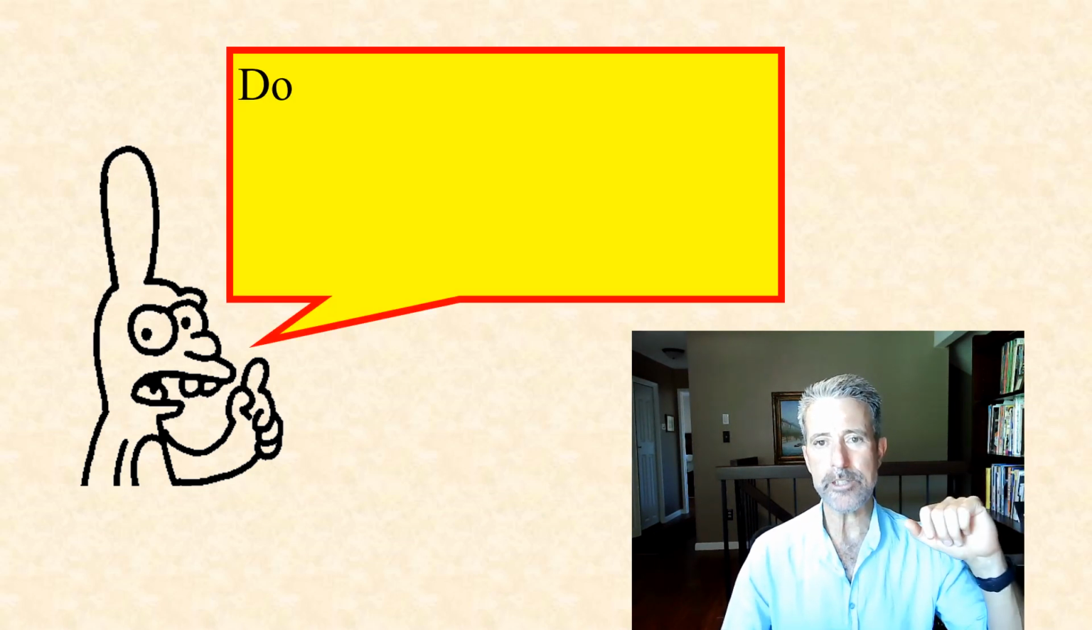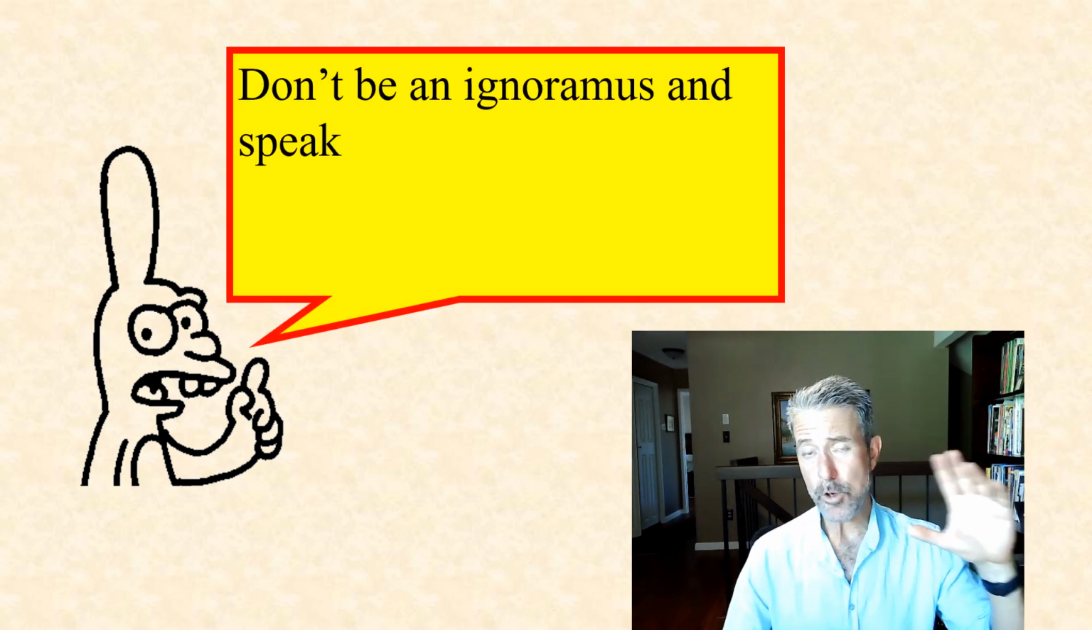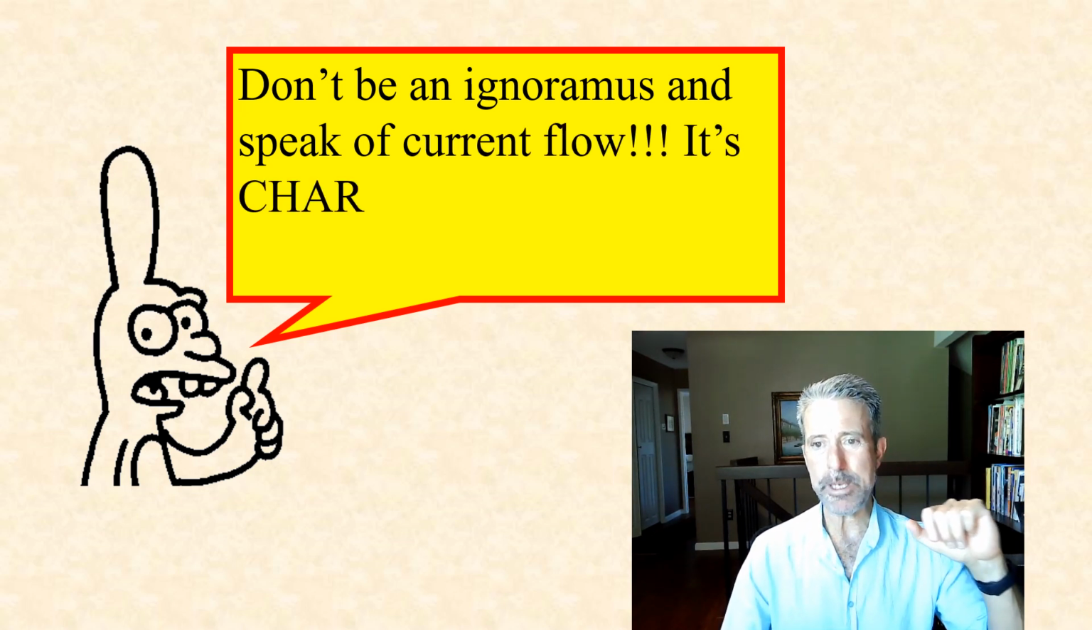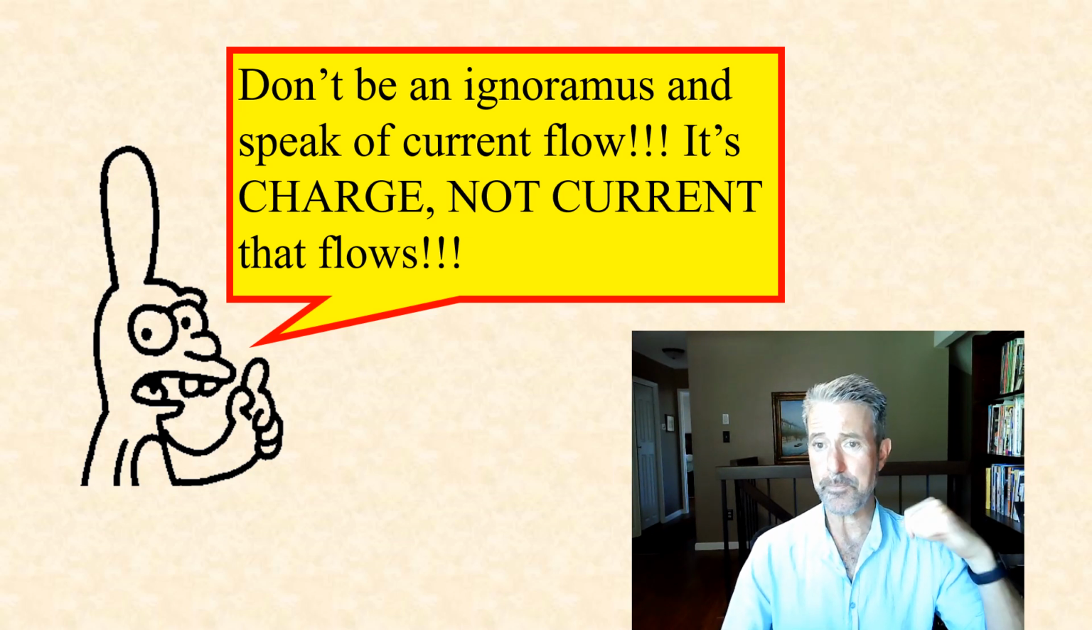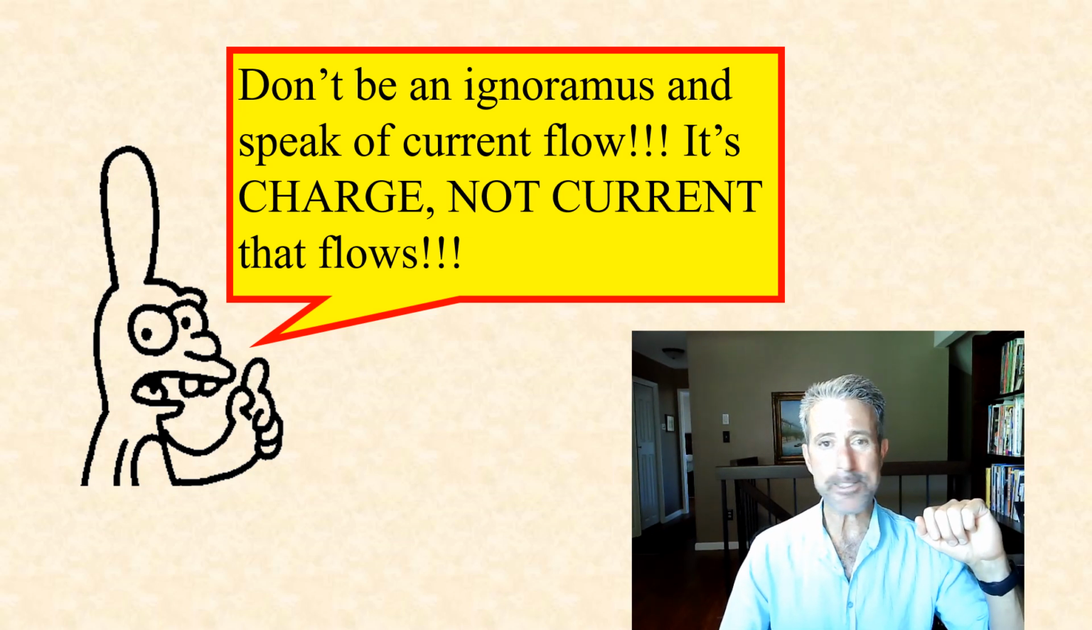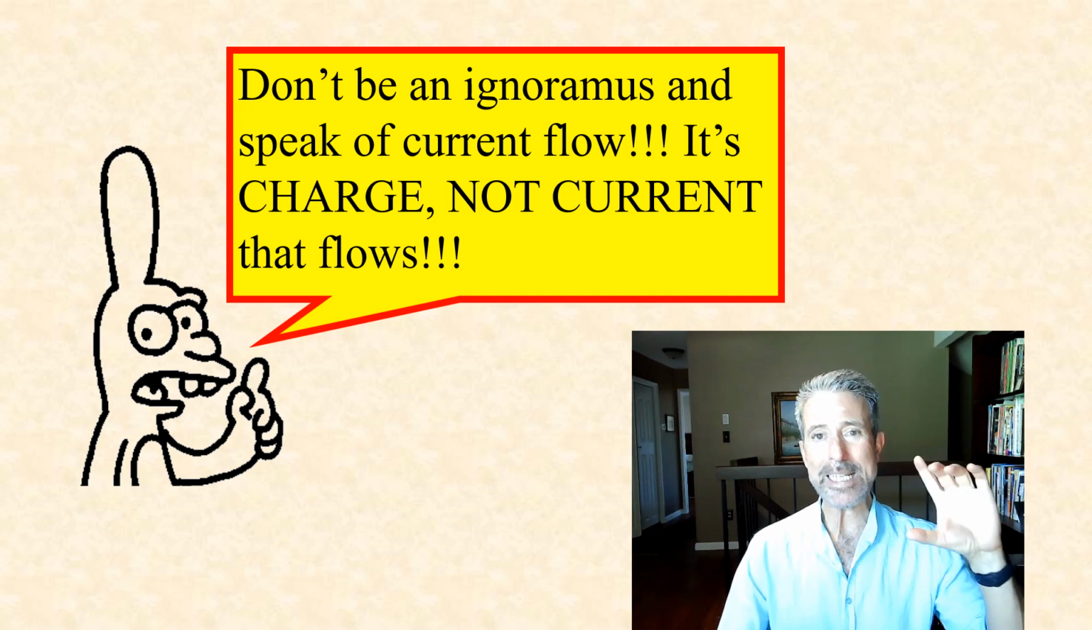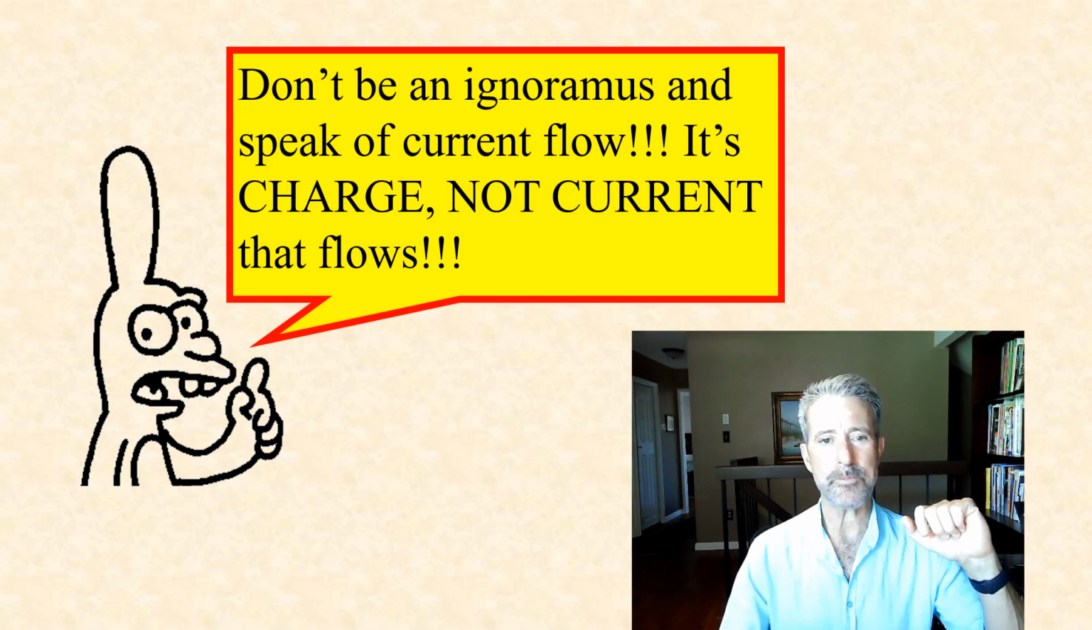So here is Bongo, this uptight, easily perturbed, one-eared rabbit that you've all come to know in this course. And he has a pet peeve regarding the use of the word electric current, which I've given him permission to share with you. So he says, don't be an ignoramus and speak of current flow. It's charge, not current, that flows. So to be technically correct, current does not flow. Current exists in a wire, for example. It's only charge that flows.